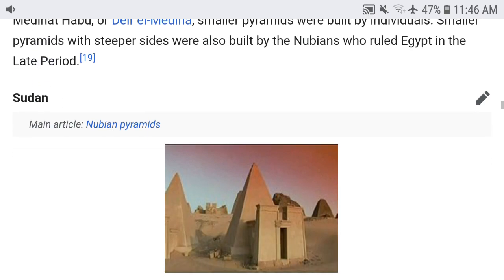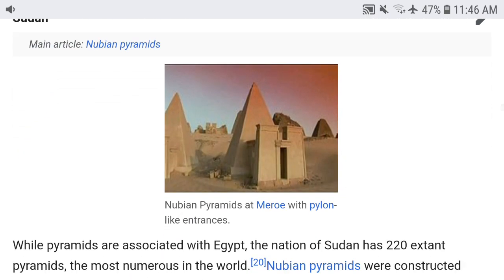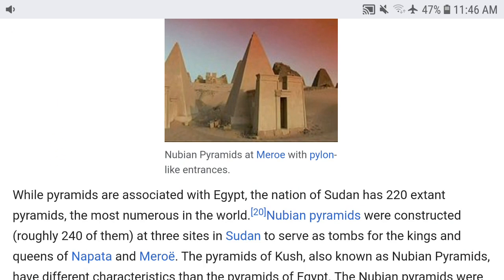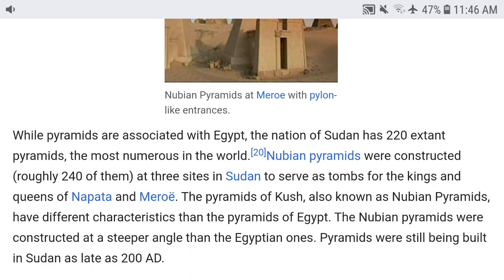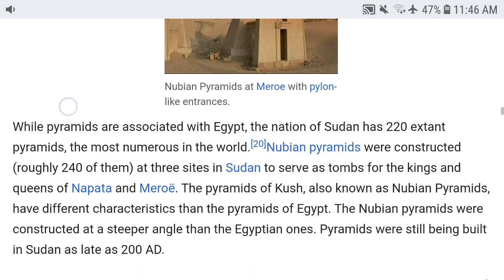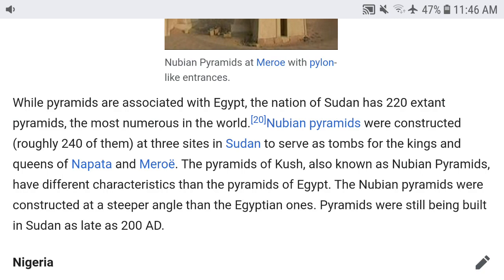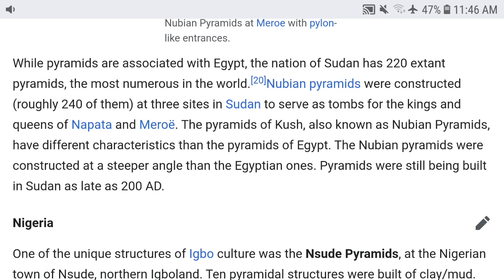Let's continue. Sudan. Okay, Nubian pyramids at Meroe with pylon-like entrances. While pyramids are associated with Egypt, the nation of Sudan has 220 extant pyramids, the most numerous in the world. Roughly 240 of them were constructed at three sites in Sudan to serve as tombs for the kings and queens of Napata and Meroe.